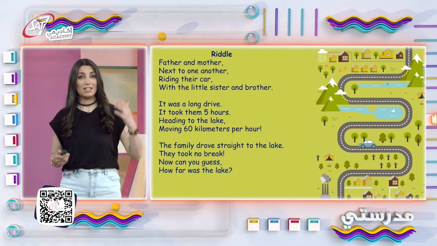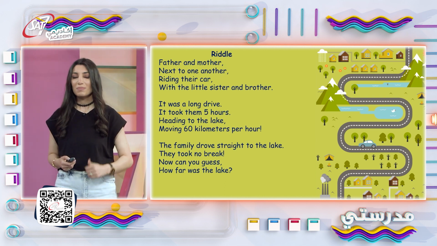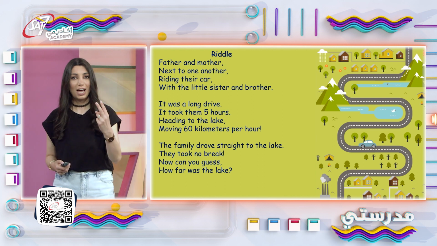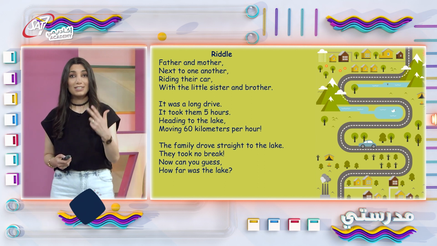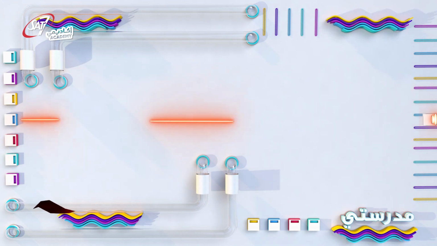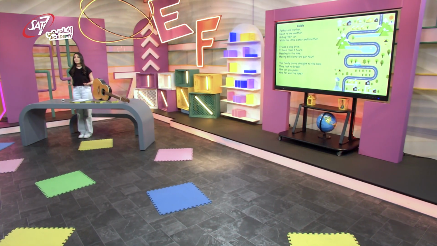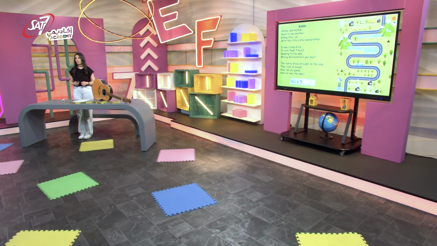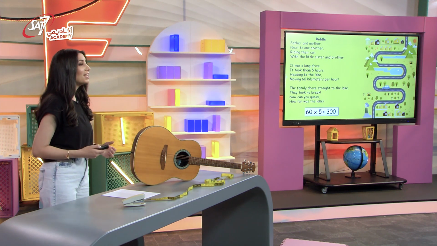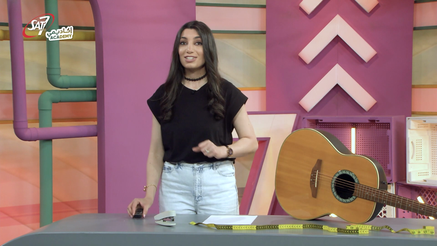So they will drive 60 kilometers the first hour, another 60 kilometers the second hour, 60 kilometers the third, the fourth, and the fifth. This is repeated addition. We can either add 60 five times or multiply 60 by 5. The family drove 300 kilometers in 5 hours. Did you get it correctly?